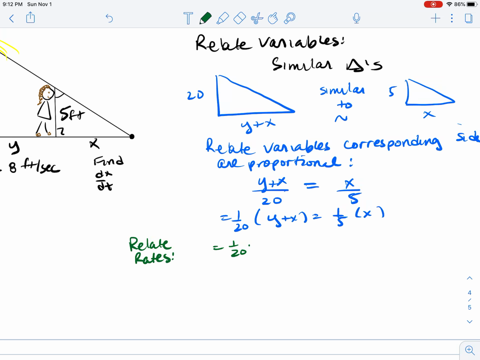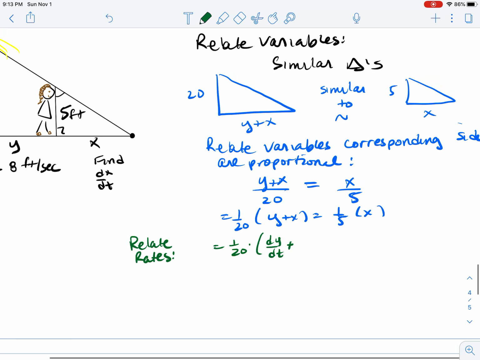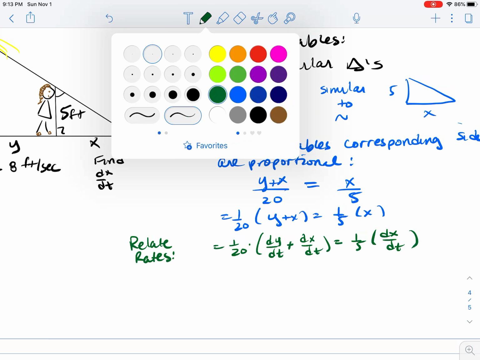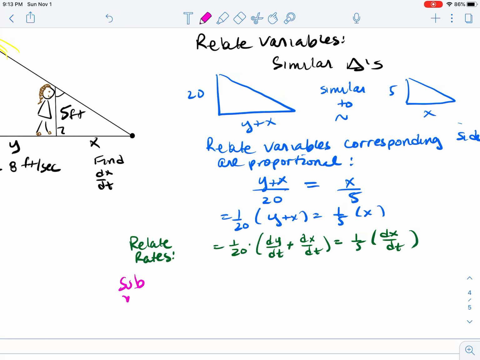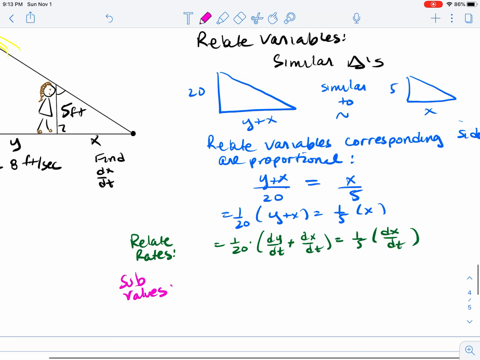And so in relating my rates, I can do my implicit differentiation. That's going to be a constant times the derivative of the function, and the derivative of y is going to be dy/dt, or 1 times dy/dt. The derivative of x is going to be 1 times dx/dt. And on the other side, I'm going to have 1/5, and the derivative of x is dx/dt. Good, so that has related my rates, and now I want to sub my values, right?